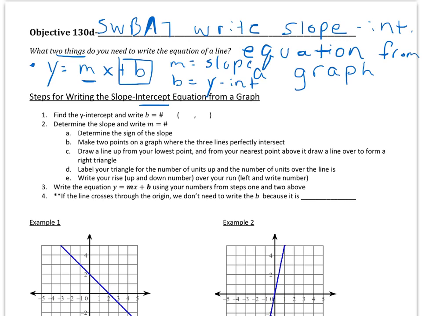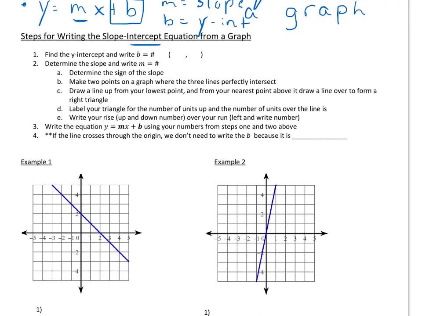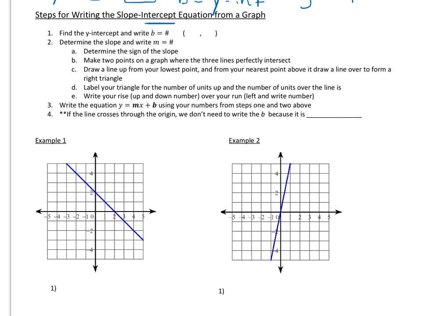So in order to write our slope-intercept equation, which is what the directions are going to say, we have to find the slope and we have to find the y-intercept. Once we have those two, easy. We just plug them in. We've already done that. So let's go through some of the things for writing the slope-intercept equation from a graph.